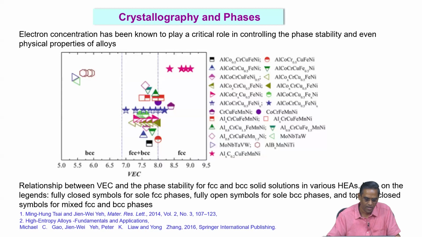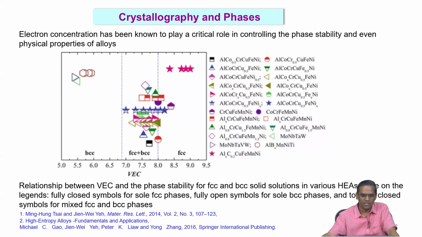So, the plot you see here shows, as a function of valence electron concentration, pure BCC, an FCC and BCC mixture, and pure FCC. You can see the relationship between VEC and the phase stability. So, what is valence electron concentration, by the way? Do you have any idea? Your answer is correct, partly, but the high entropy alloy literature says something different.